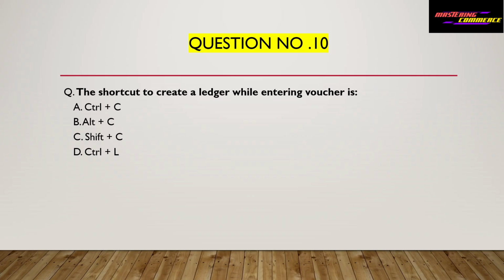Question number 10 is the shortcut to create a ledger while entering voucher is Control plus C, Alt plus C, Shift plus C, Control plus L. So here the correct answer is B, Alt plus C.